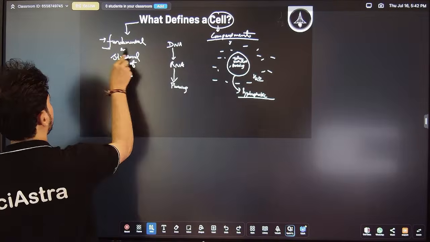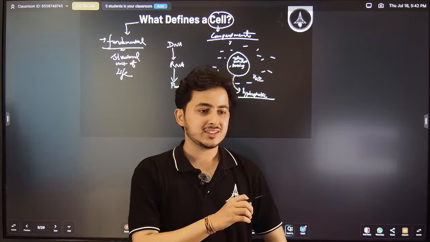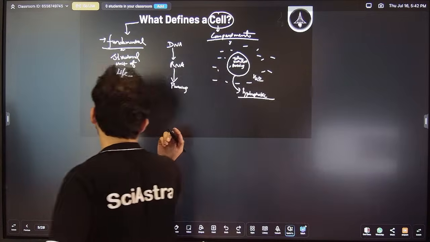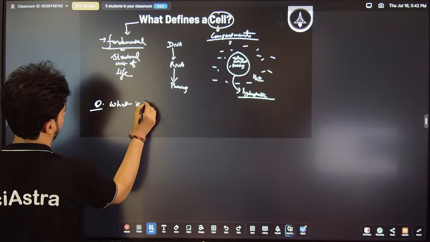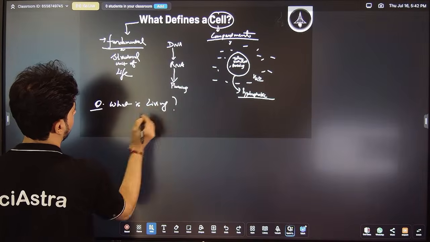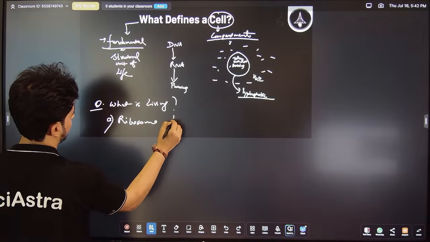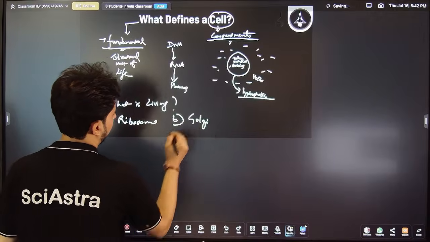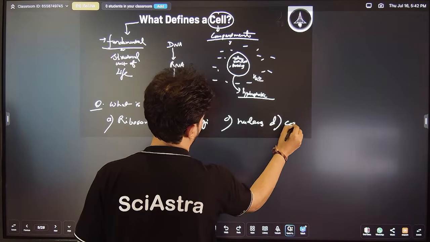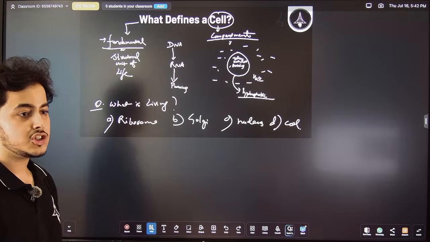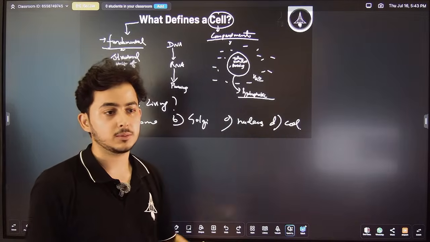So fundamental means it is the building block, correct? That means anything smaller than this cannot be alive. For example, if I ask you a question, what is living? And I have a few options: ribosome, Golgi body, nucleus, and cell. Can you tell me in the chat what will be the answer? What is living? Ribosome, Golgi, nucleus or cell?